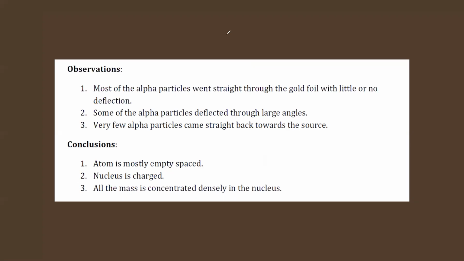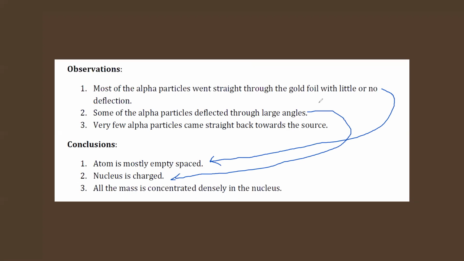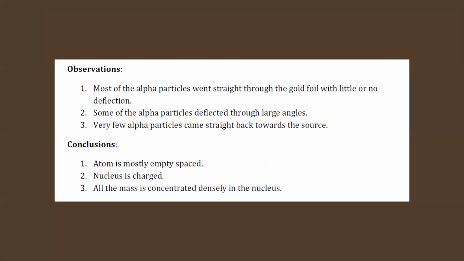So what is the conclusion? The first conclusion is that most of the atom is empty. That's why most of the alpha particles are able to penetrate or pass through. Some of the alpha particles deviated through a large angle because the nucleus and the alpha particle have identical charge, so like charges repel. That's why the alpha particles deviate from the path. And some of them bounce back. Why do they bounce back? Because there is matter in the nucleus. That's why some of the alpha particles are able to bounce back.